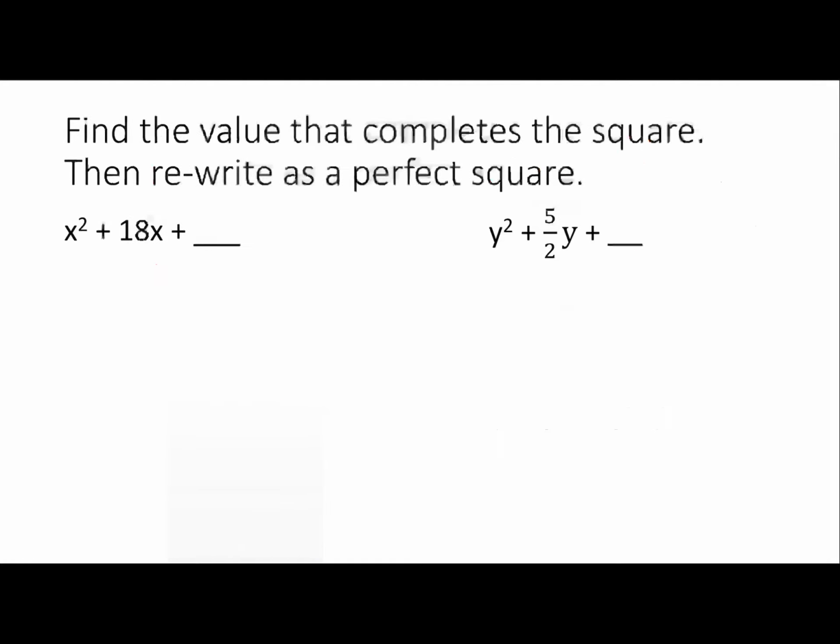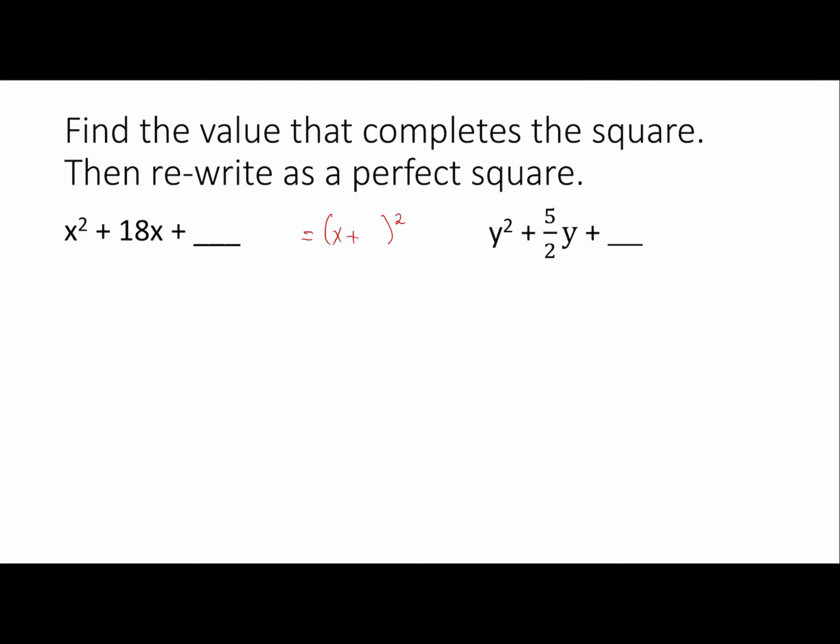Our second type of problem that we'll be working with says we need to figure out what is the value that would make this a perfect square trinomial, and then we'll rewrite it as a perfect square. So we ask ourselves, if we had an x squared plus an 18x, what would we need to add to that to make it some binomial squared? We want to know it's going to be x plus what quantity squared.